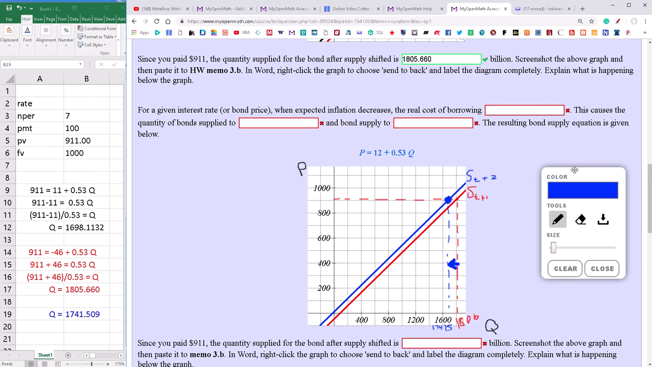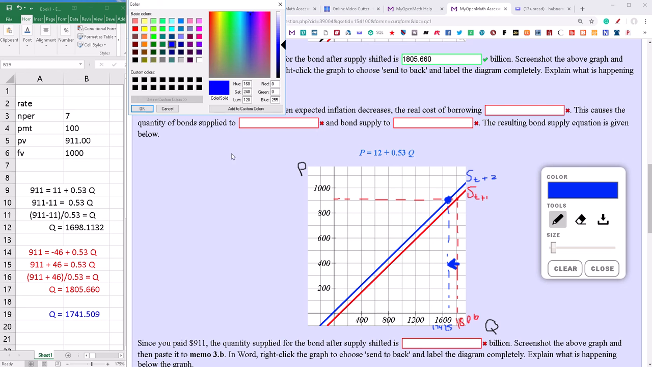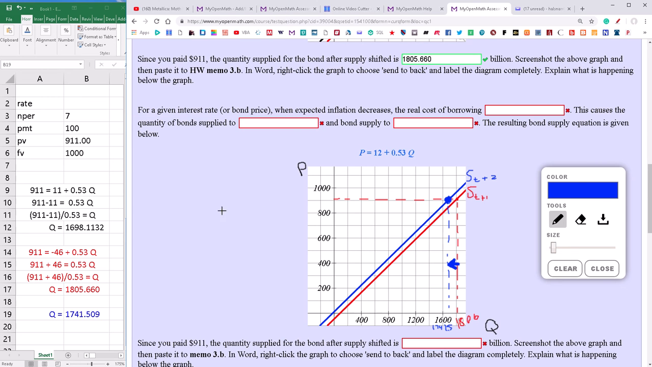So this new supply curve, now why did supply decrease here? If we're given the interest rate or bond price, when we're holding price constant at 911, we're not changing it. We're holding the interest rate constant, so i does not change either. So this is constant and the price is constant, right? We're holding them constant.